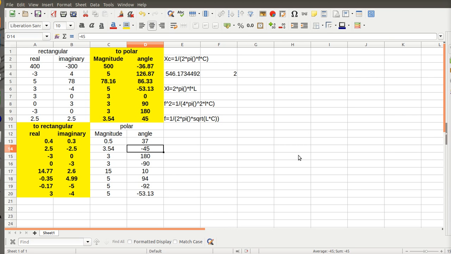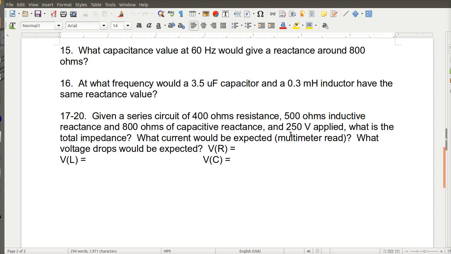So that would be my current. What current would be expected at the multimeter? My multimeter would read a half an amp. What would my voltage drops be? Now this is the interesting thing. I've got to take that current with that angle and multiply it times my resistance.